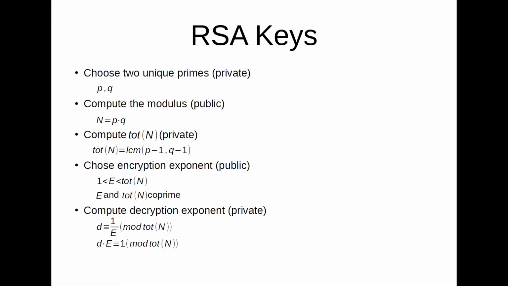And then the last step is you have to compute the decryption exponent, which you keep private. And the decryption exponent is just the modular inverse of E. So whatever number multiplied by E is congruent to 1 mod the totient of N. That value D is the decryption exponent.